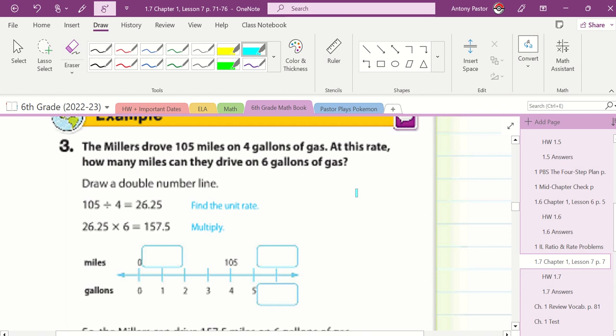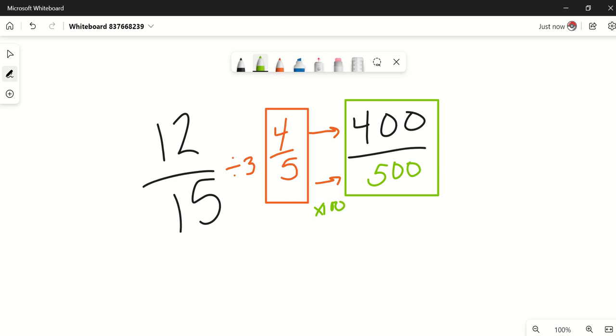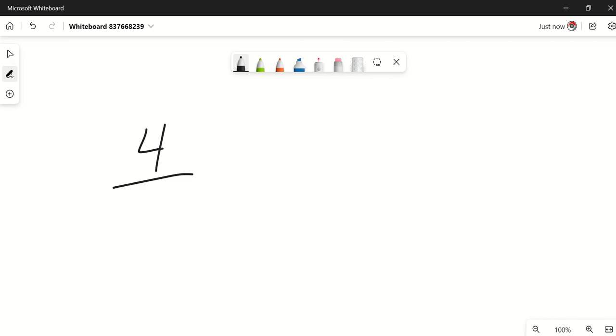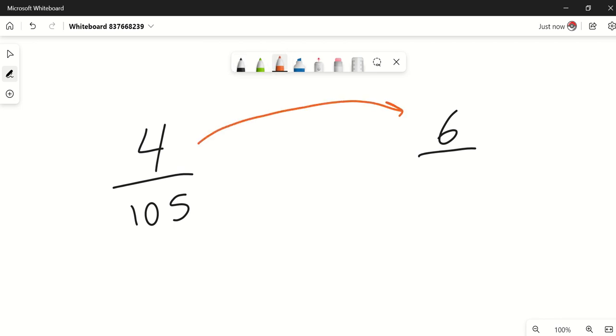The Millers drove 105 miles on 4 gallons of gas. At this rate, how many miles can they drive on 6 gallons of gas? So this is definitely going to be one of those converting ones. If 4 gallons of gas could get them 105 miles, I want to find out how many miles 6 gallons of gas can. 4 cannot become 6. It's not happening. Therefore, I'm going to have to convert this down.